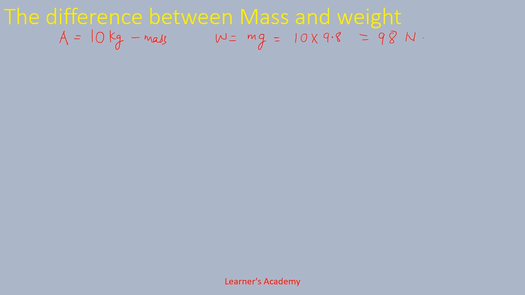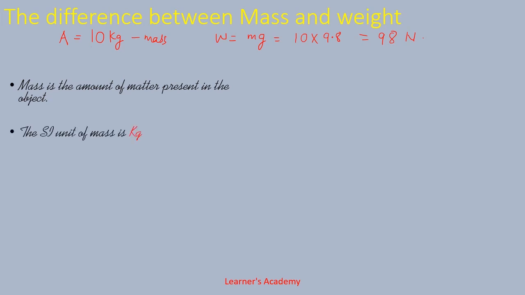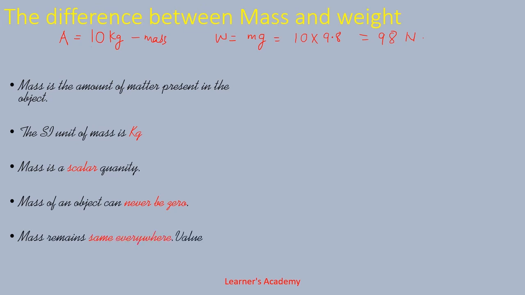All right, now I'm giving you the list of differences between mass and weight. The first is mass is the amount of matter present in the object. Second point that you have to understand is the SI unit of mass is kg. Third point is mass is a scalar quantity. That means it does not have any direction. All right, it has only magnitude. Mass of an object can never be zero, and mass remains same everywhere. Value of mass does not change even when we go to another planet.